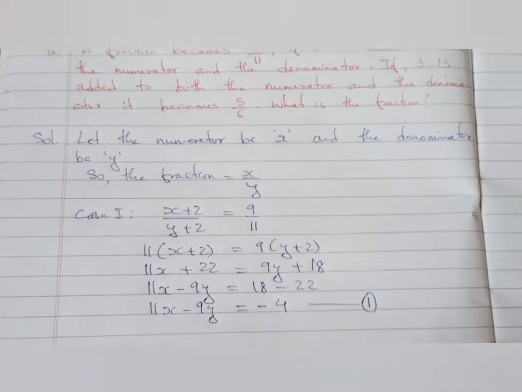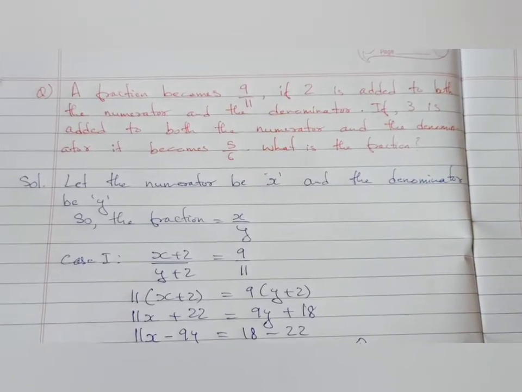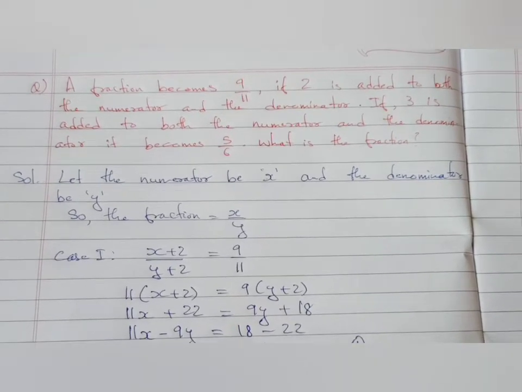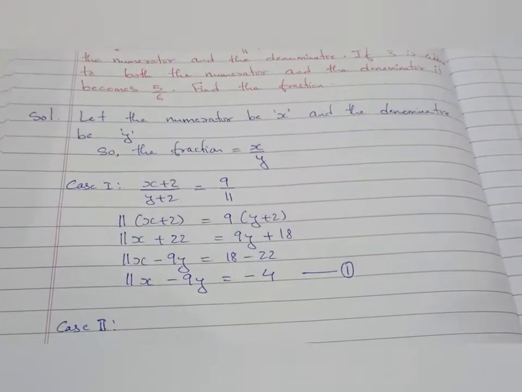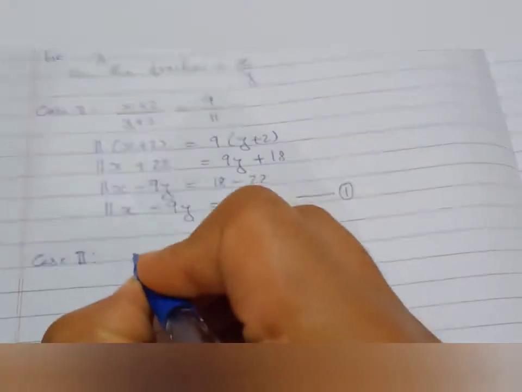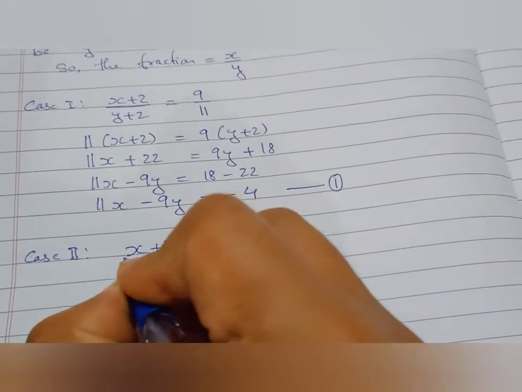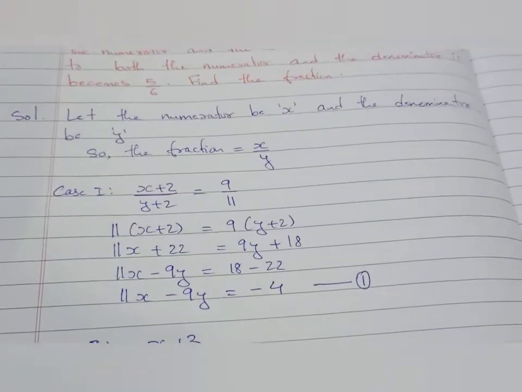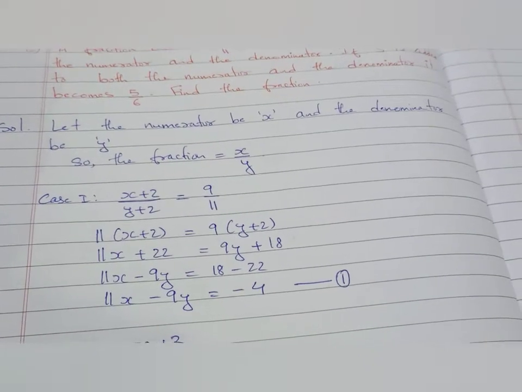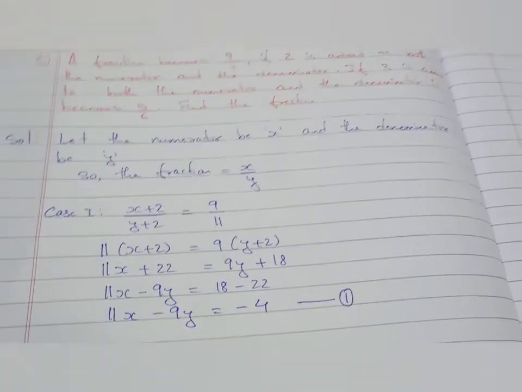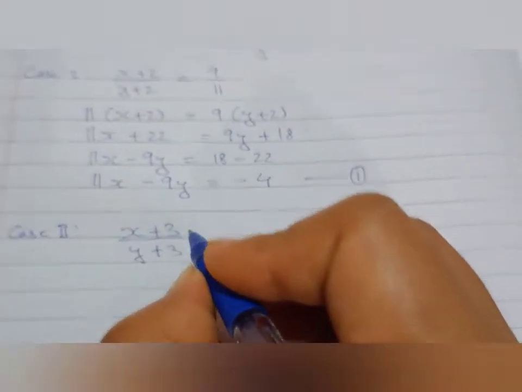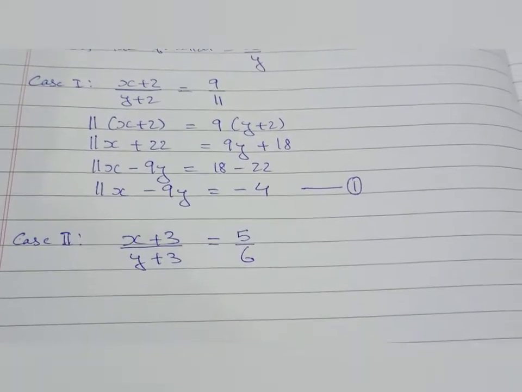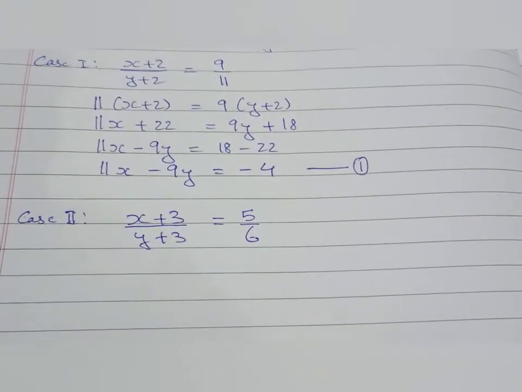Now on to the second case, which says if 3 is added to both the numerator and the denominator, the fraction becomes 5 by 6. So in case 2, we will add 3 to the numerator and 3 to the denominator as well, and the question has said that the fraction will become 5 by 6 on doing so. So x plus 3 divided by y plus 3 will equate to 5 by 6. Let's solve this in order to get the second linear equation.